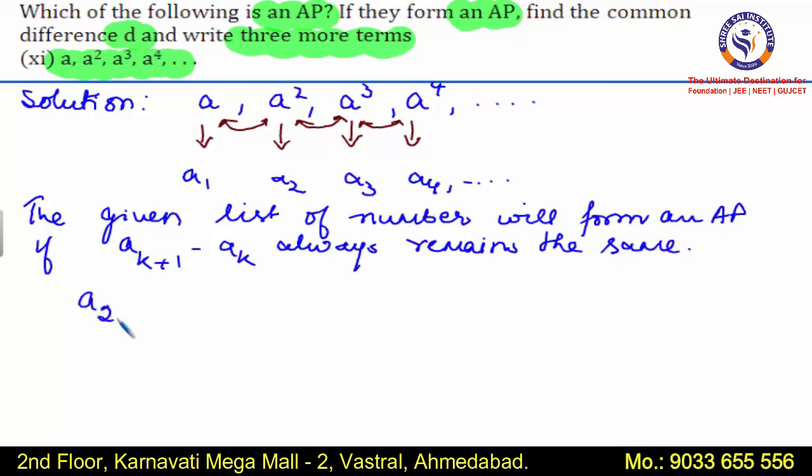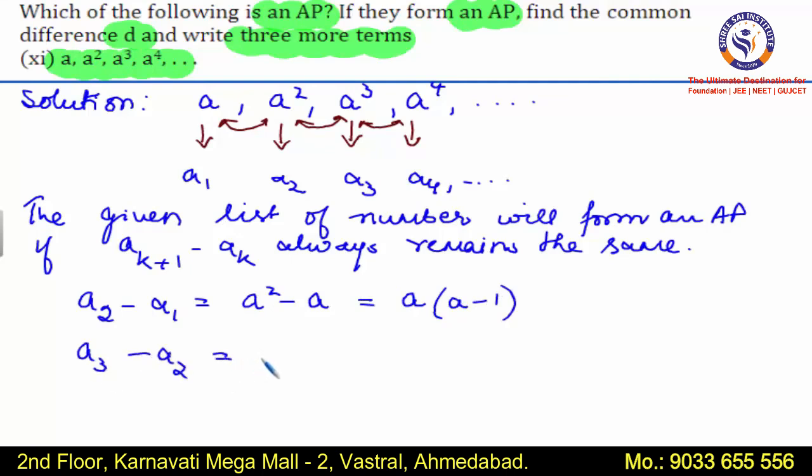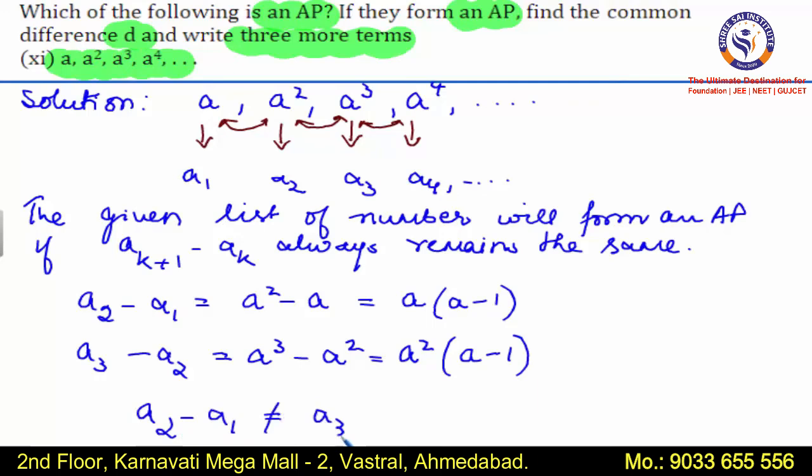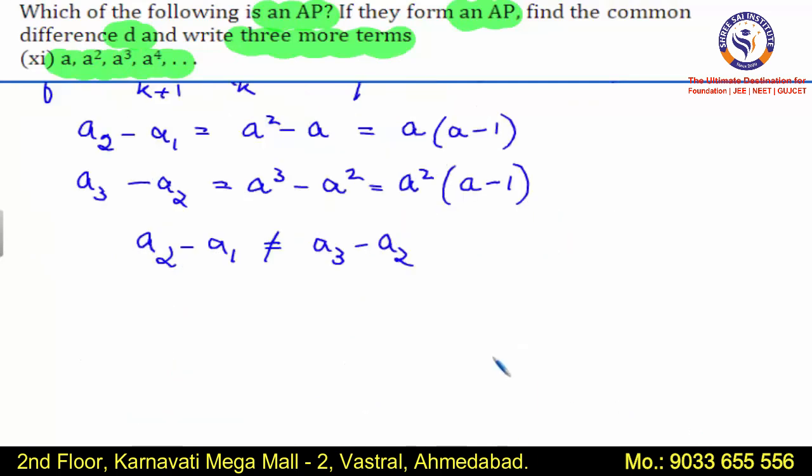First, let us find out A2 minus A1. This is equal to A square minus A. Taking A common, we have A into A minus 1. Now let us find out A3 minus A2. So this is equal to A cube minus A square. Now taking A square common, we have A squared into A minus 1. Now here we see that A2 minus A1 is not equal to A3 minus A2. This implies that the difference between any two consecutive terms is not the same.